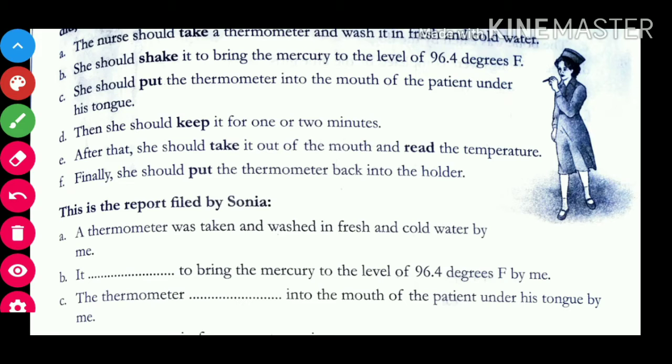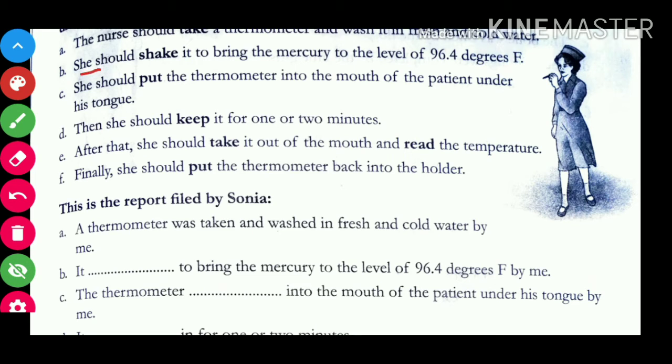She should shake it to bring the mercury to level of 96.4 degrees Fahrenheit. What happened? She over here in this sentence became the predicate over here. Okay, अब shake जो verb है, this is in simple present tense. Okay, क्या change आ जाएगा? Was shaken. We'll write was shaken over here. Present tense में क्या होता है? जो भी फॉर्म रहता है वो पैसिव में जाके was, were और verb का थर्ड फॉर्म यूज होता है.